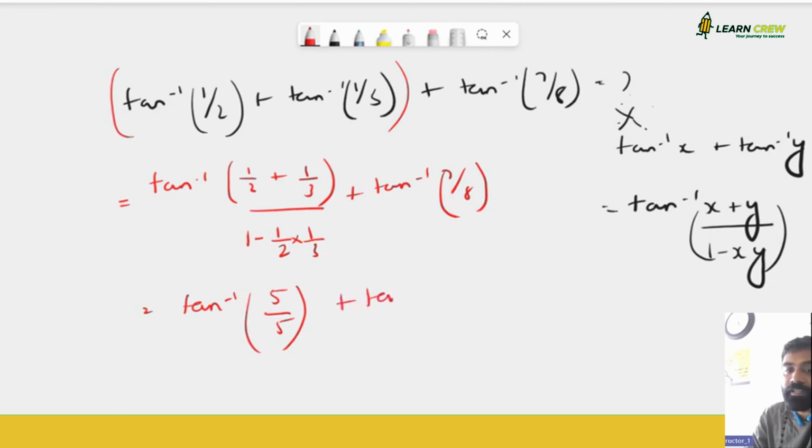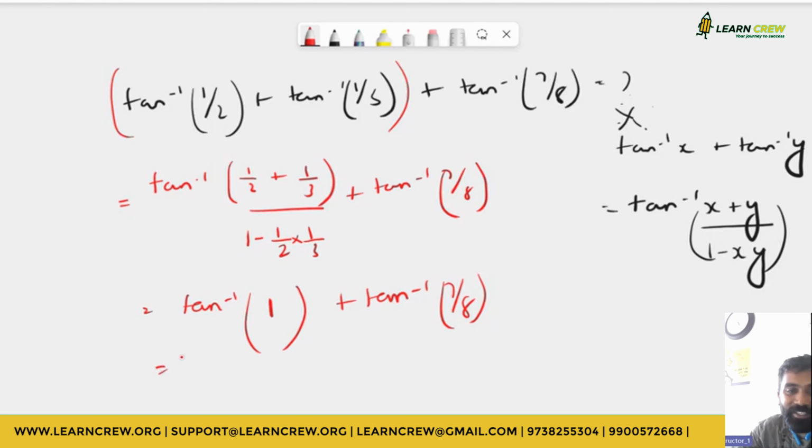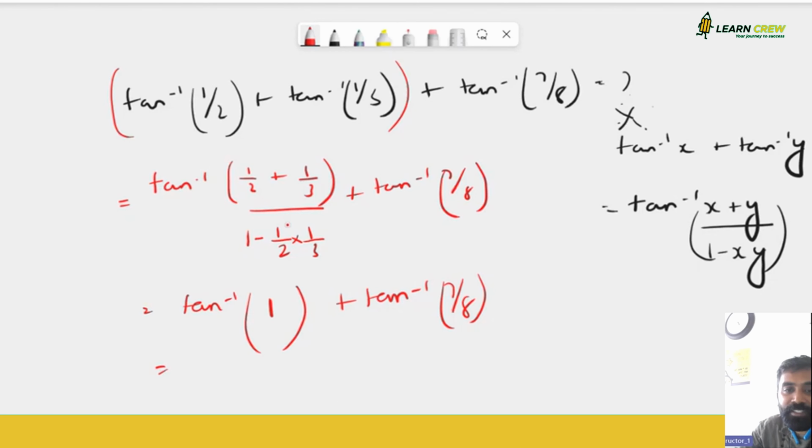Tan inverse of 5 by 5 plus tan inverse of 7 by 5 by 5 can be further written as tan inverse of 1. This is a simplification. You can check it out. It is going to come as 1, because this is nothing but 3 into 2, 6. 6 and 6 get cancelled out in the denominators. This is going to be 6 minus 1, 5. This is going to be 3 plus 2, 5. 5 by 5 is going to be 1.